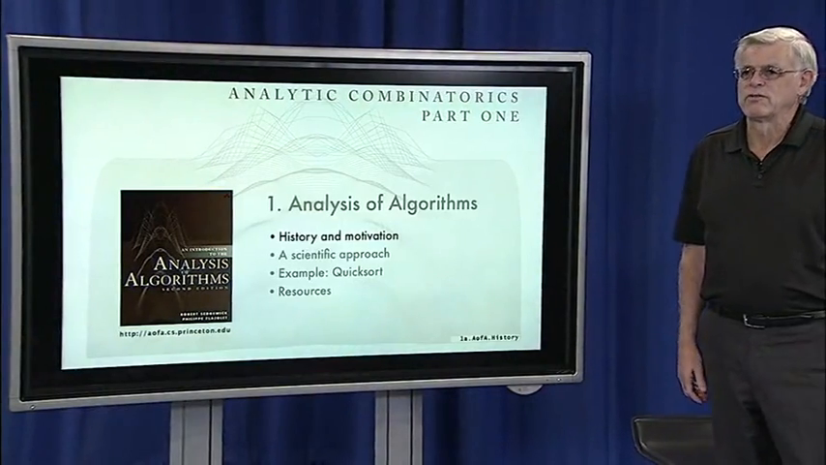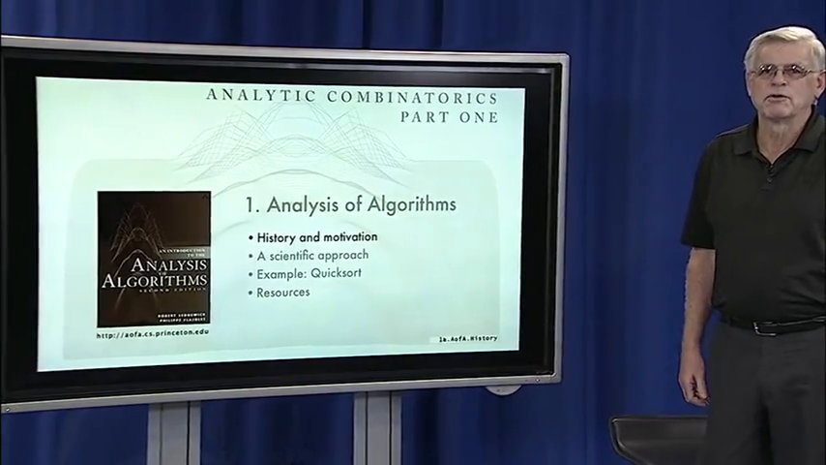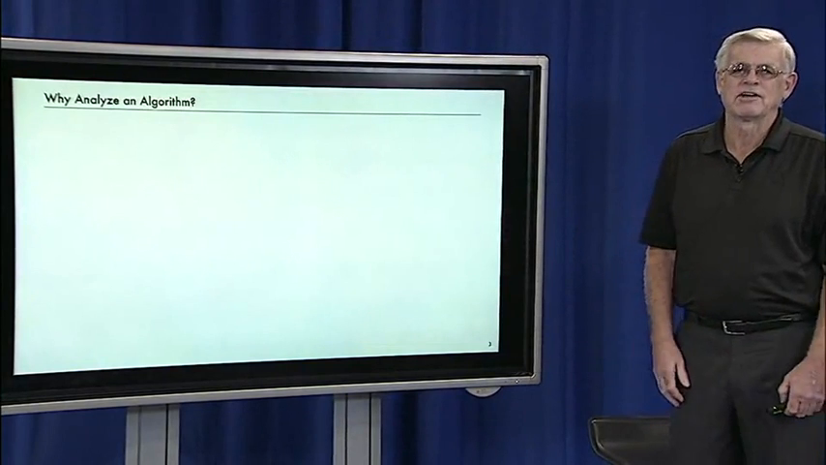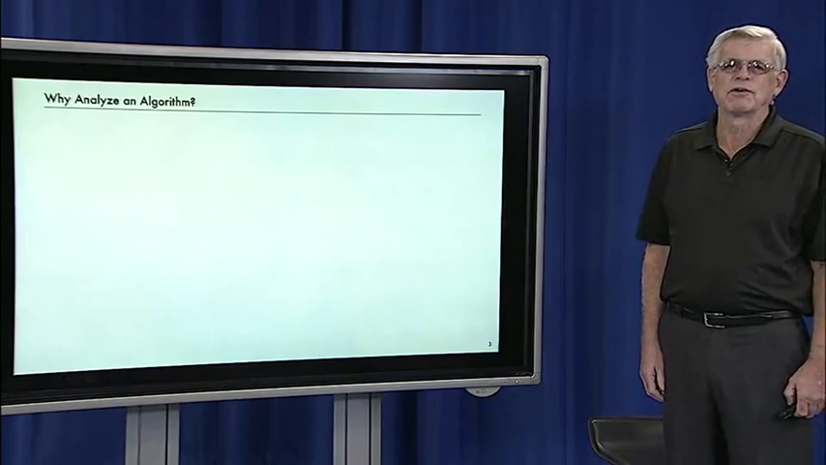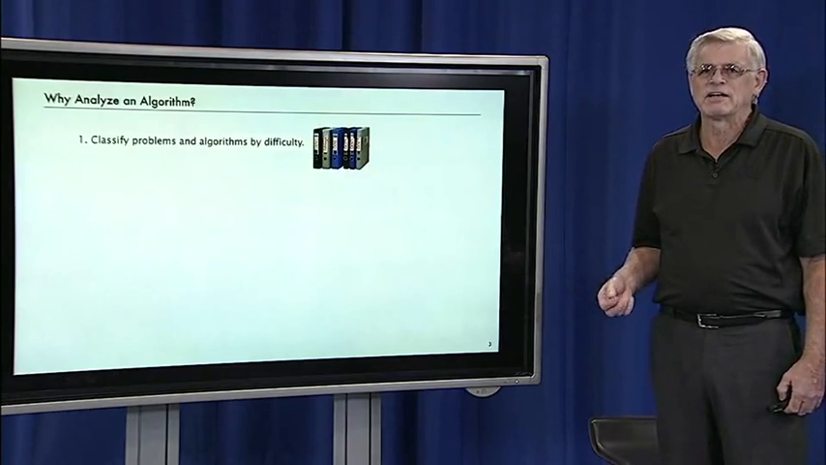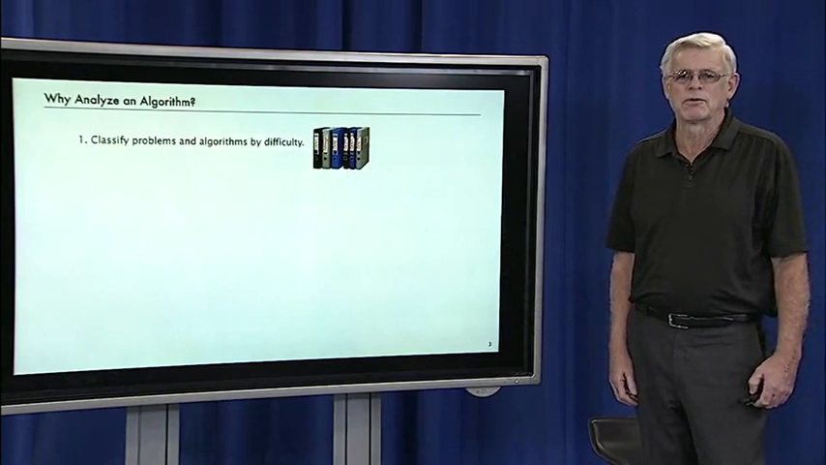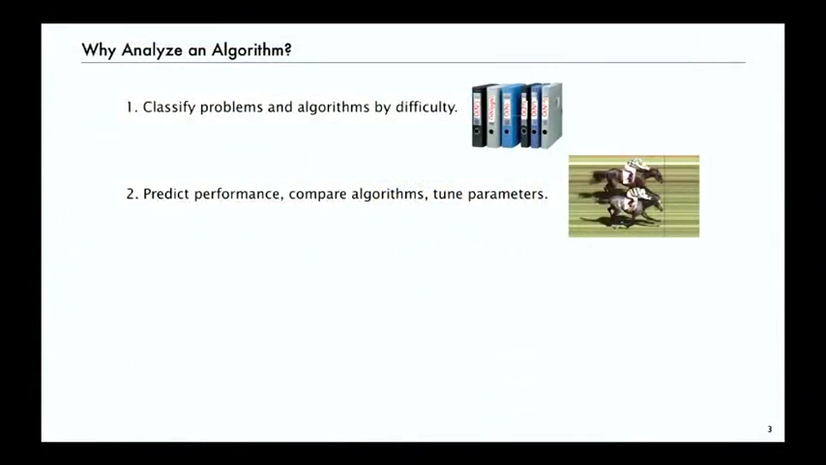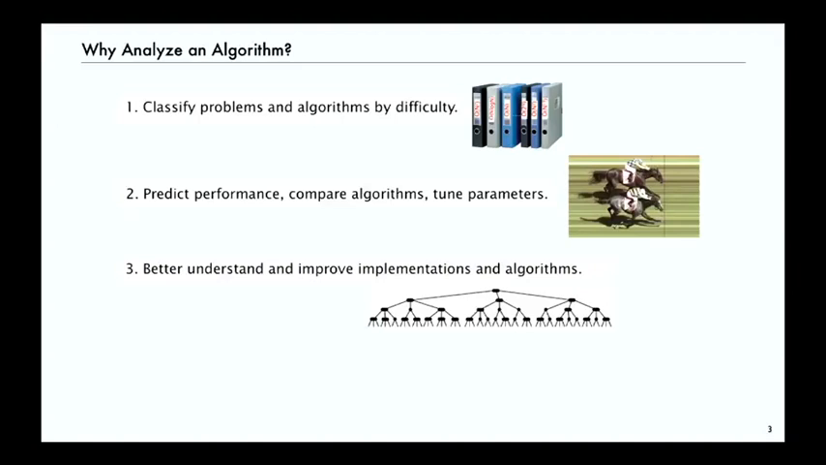So to talk about the analysis of algorithms, we'll begin with some history and some motivation. First question that we want to ask is, why analyze an algorithm at all? And the answers to this question are fairly straightforward. One thing that we want to do is classify not just algorithms, but also problems according to their level of difficulty. Another thing that's very important is we want to be able to predict performance and compare algorithms. We want to know how much time our algorithms are going to take, and we want to know which algorithm is better than which other one for particular tasks.